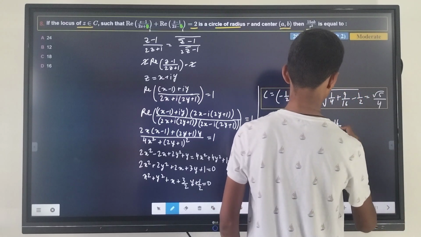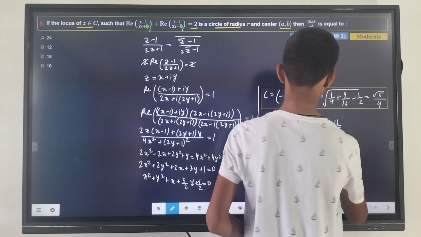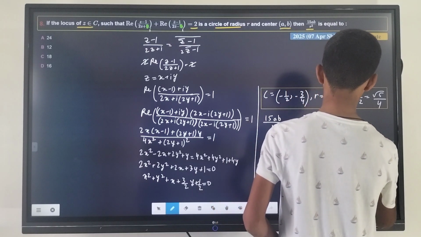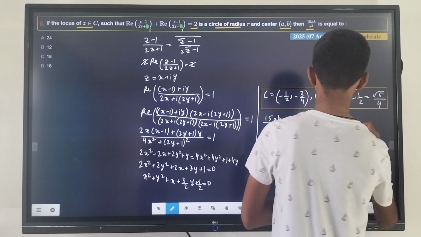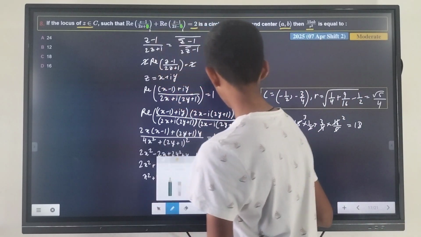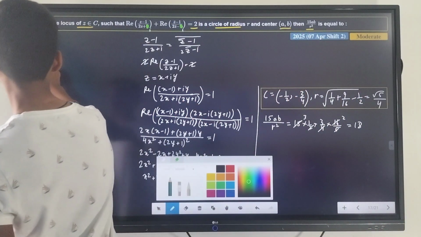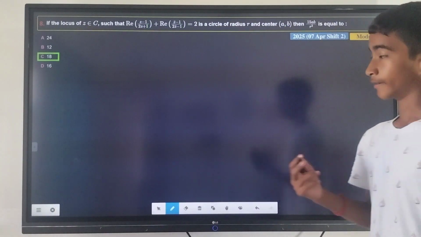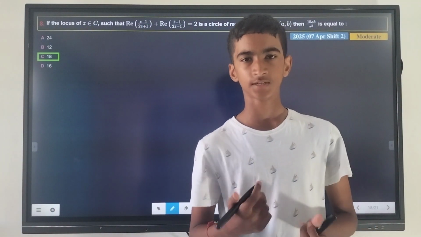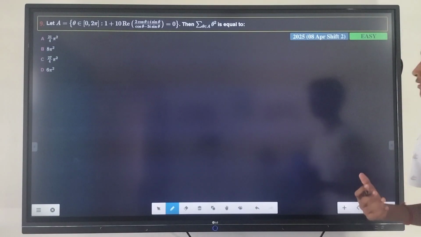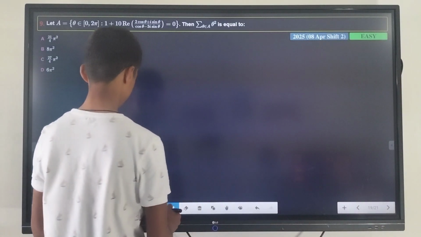So here 5 will cancel 15. 3 times 2 and 4 will cancel. 16 by 2 times. So this is equal to 18. From here our answer is option C. And here is our solution, and we can see that our answer is correct. Here is our next question.